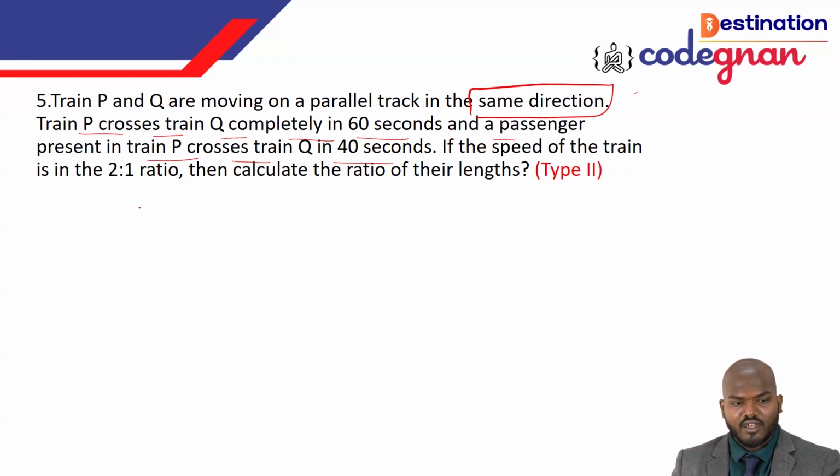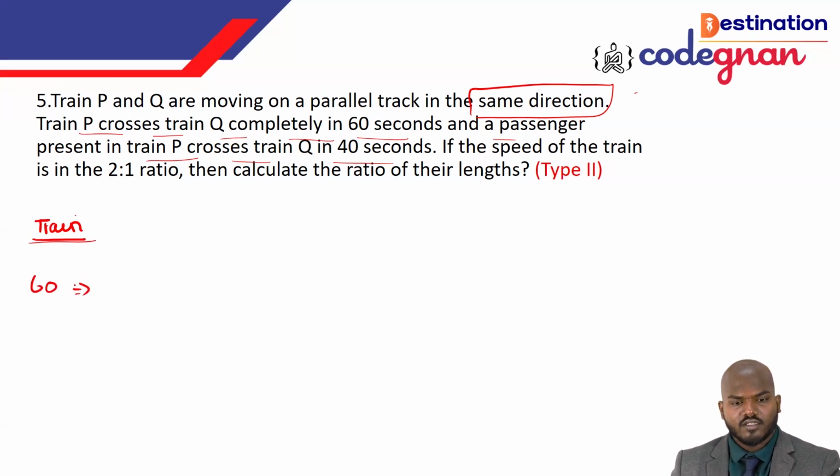They are running on parallel tracks, in the same direction. Train P crosses train Q completely in 60 seconds. With respect to the trains, I'm writing here that they have given time equal to 60 seconds.